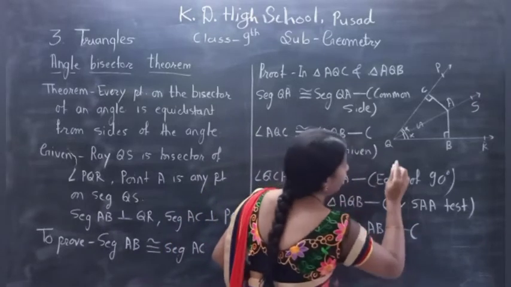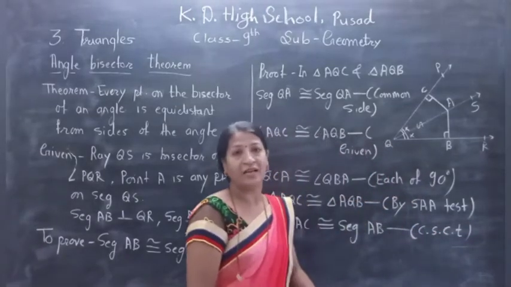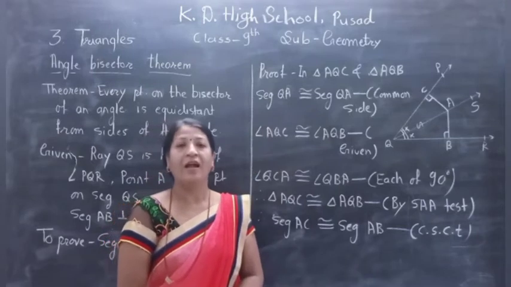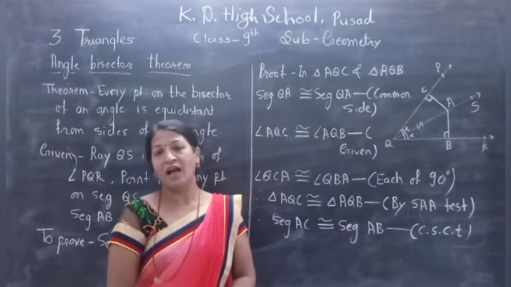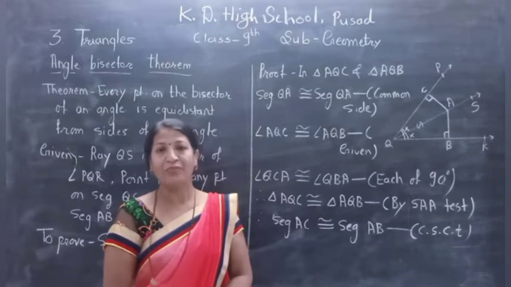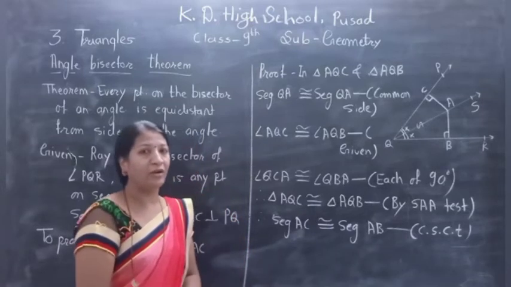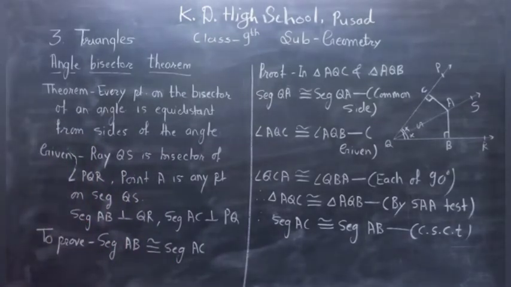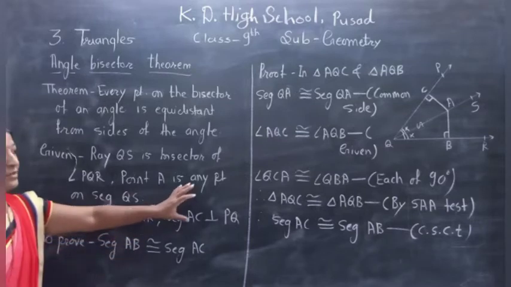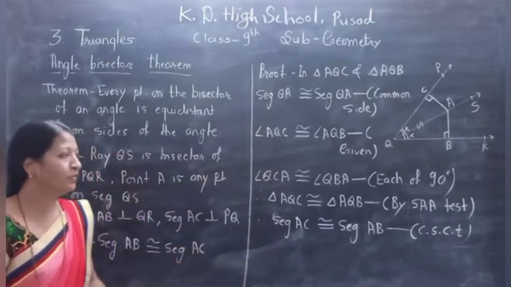And what is the reason behind it? That is the CSCT, corresponding sides of congruent triangles. And hence we proved here that every point which lies on the angle bisector of an angle is equidistant from the sides. Okay, take a screenshot, then we continue with its converse. The theorem is not given. या स्टेटमेंटचा प्रूफ तुमच्या टेक्स्टबुक मध्ये दिलेलं नाही आहे, लिहून घ्या तुमच्या नोटबुक मध्ये.